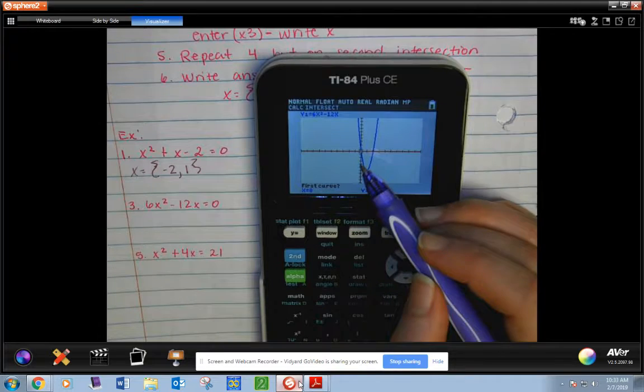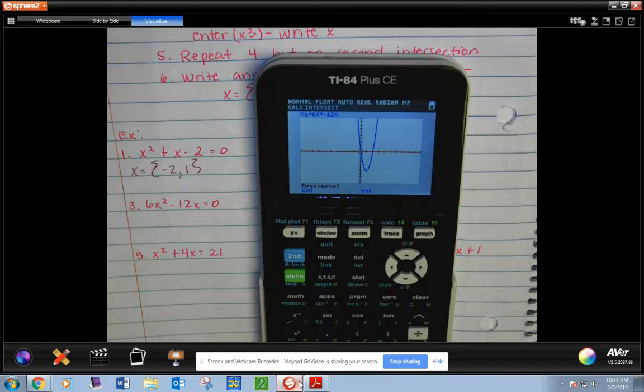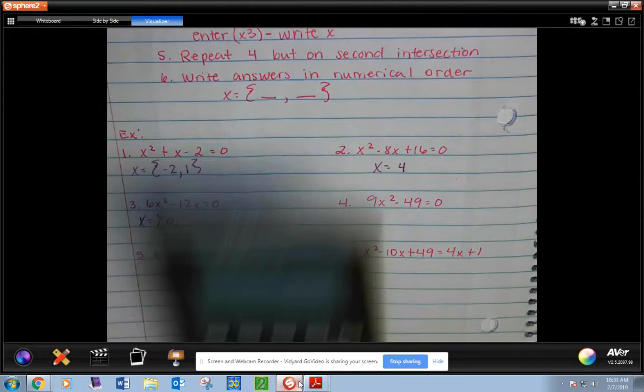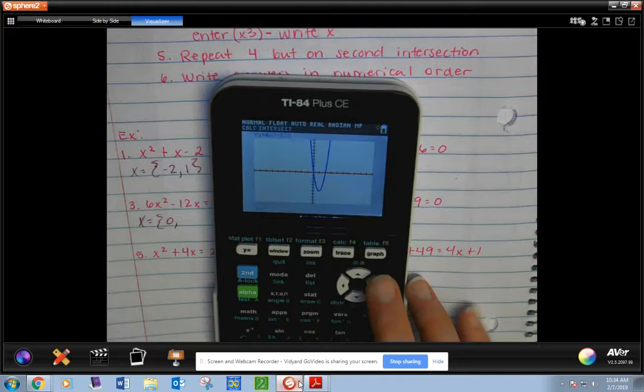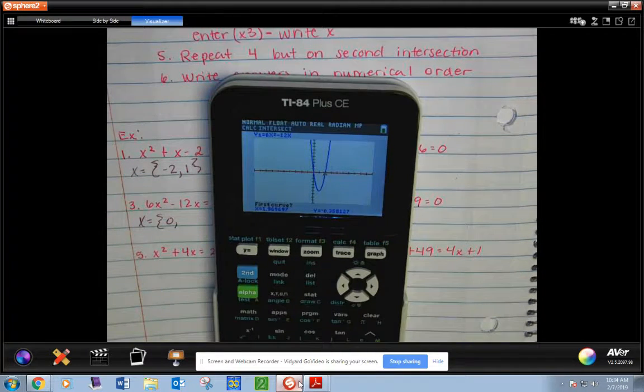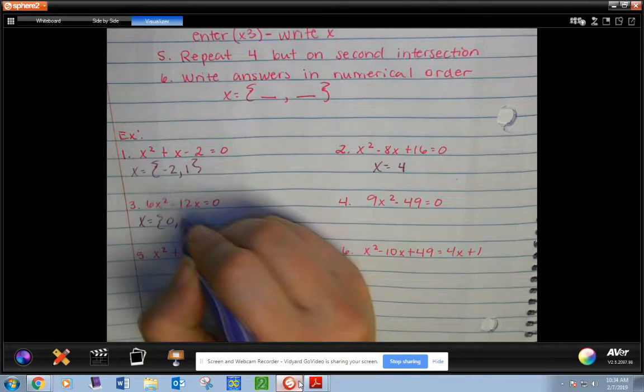Oh, it's blinking right at the first intersection, so we're going to just do enter, enter, enter, and it tells me that it's at 0. So I'm going to do x equals 0. And then I do second trace, number 5. Move to the other one, and you want to just get as close as you can. So enter, enter, enter, and it tells you it's at 2.